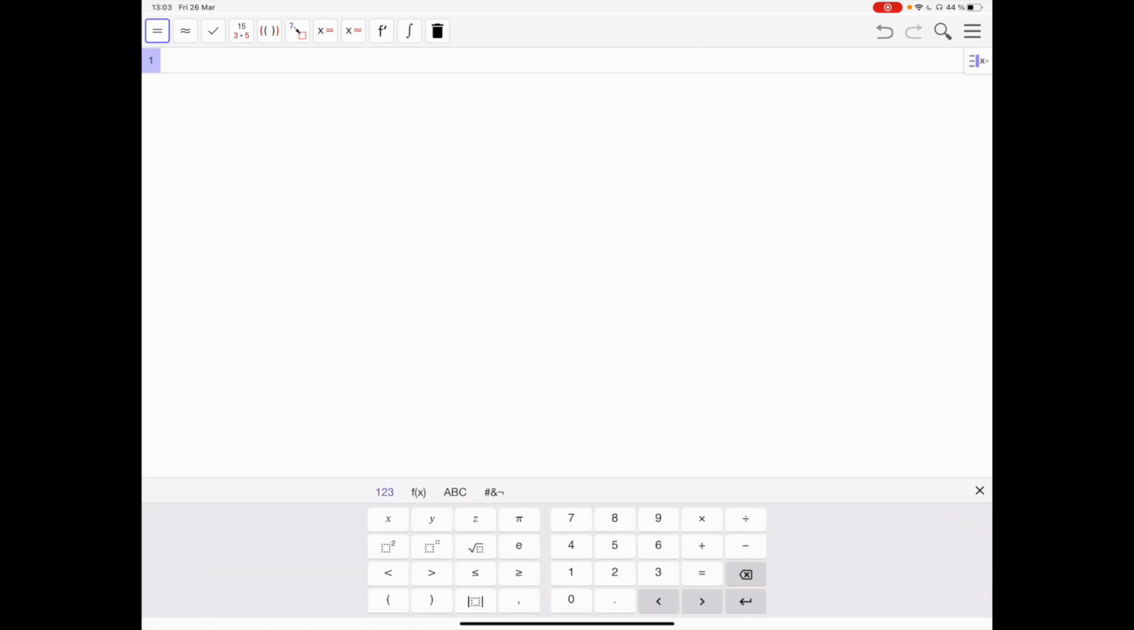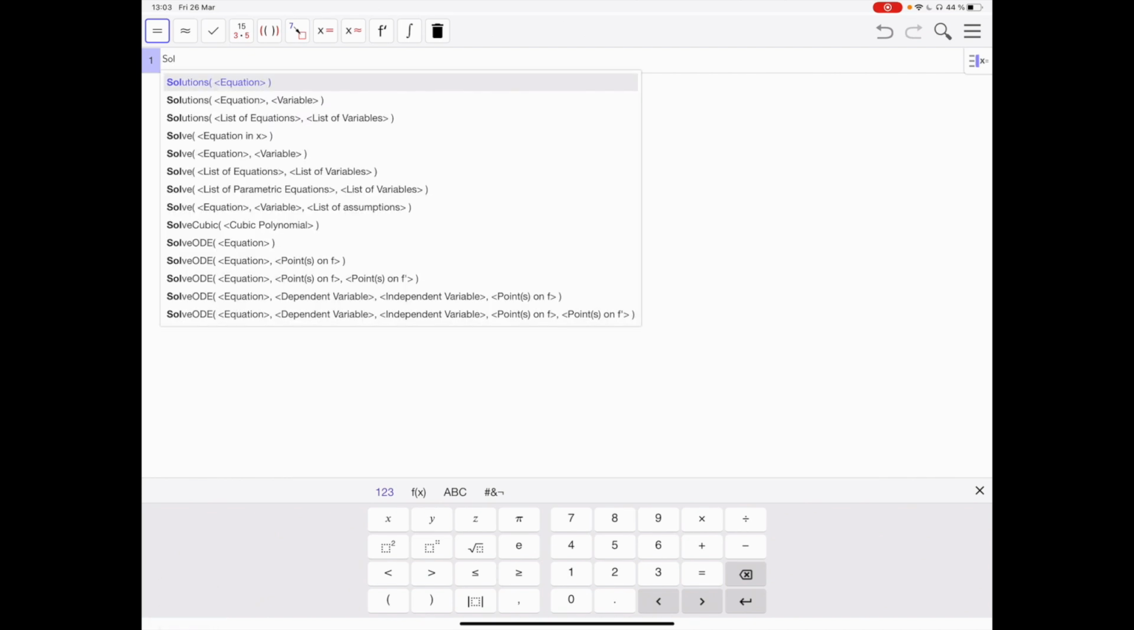But the problem is that typing it with iPad is a little bit hard. So let me test this keyboard if it is working. So you see, when I write solve, yeah, you see there are a bunch of commands coming down. But the point is that this is the reason that I switched to Classic 5. You see solution, solve, list of equations, and list of variables. Okay, so this is the command that you have to use if you want to solve a system of equations.